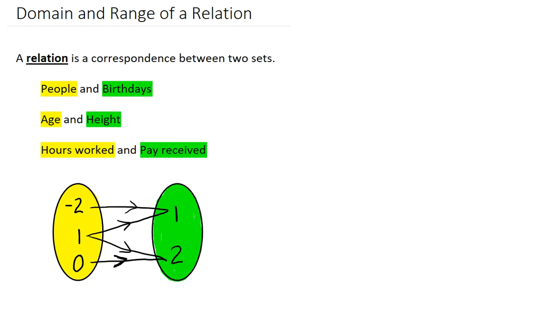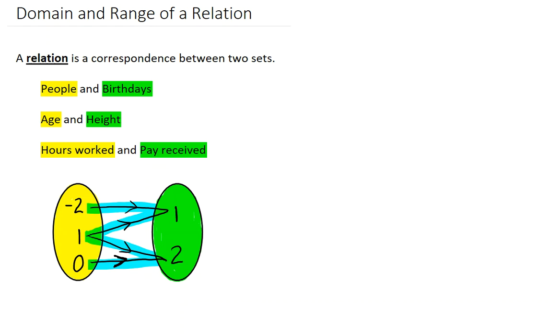Sometimes it's just numbers, they don't have labels attached to them. So the last example I have here is an example of what's called a mapping. So here on this first one, it's showing -2 maps to 1. 1 maps to 1 as well. 1 maps to 2, and 0 maps to 2. And so even though it's arbitrary, just based on the way I drew the mapping diagram, this also shows a relation. It shows that 1 is related to 1 and 2, and so on.